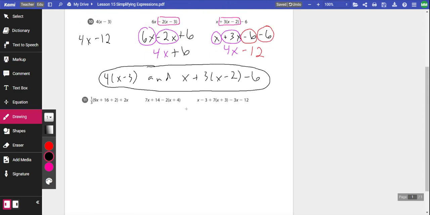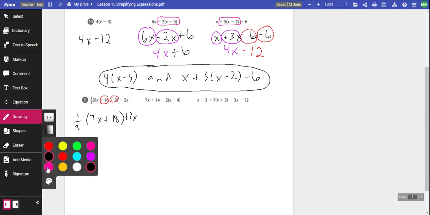So last but not least, we've got the last problem here. Again, I'm trying to see if any are equivalent. So for number 11, I'm going to start with what's in the parentheses, which I noticed there's some like terms. So I'll do those first. So then I have the problem 1/3 times the quantity 9x plus 18 and then plus 2x.